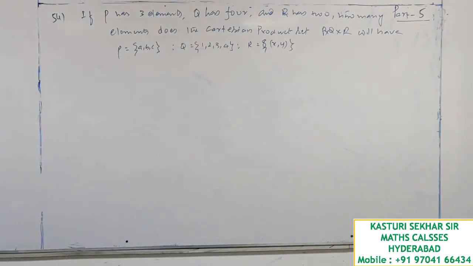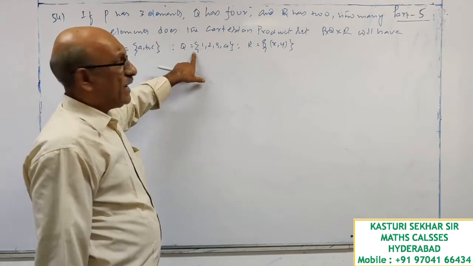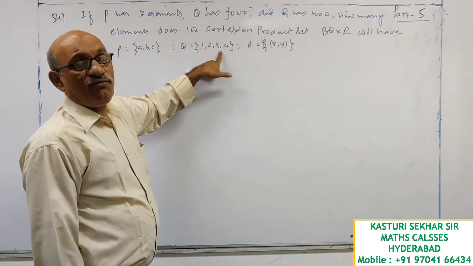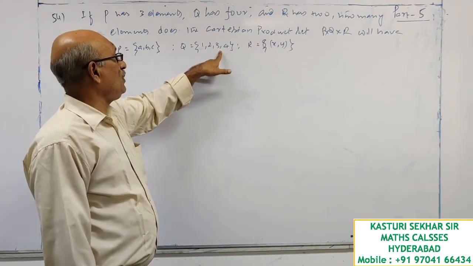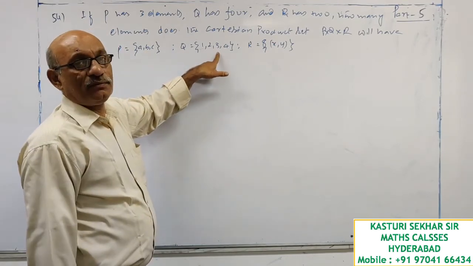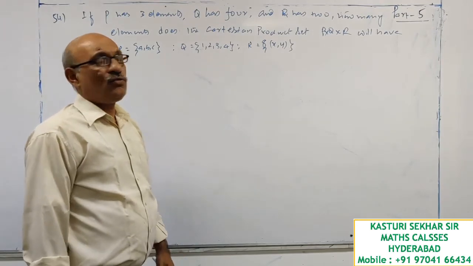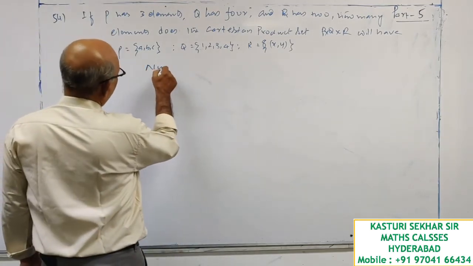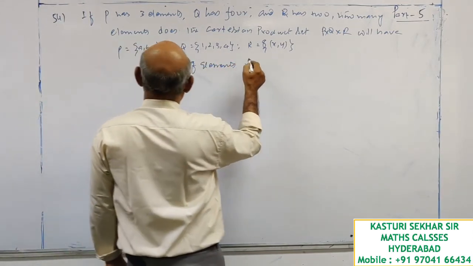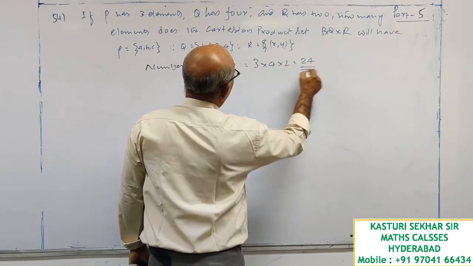Very simple, sir. So P cross Q, if I write, corresponding to each element of P, there are four elements in Q. So how many ordered pairs will I get? 3 into 4, 12. With this again, if I write the Cartesian product, 12 into 2, 24. So the number of elements is 3 into 4 into 2, 24.